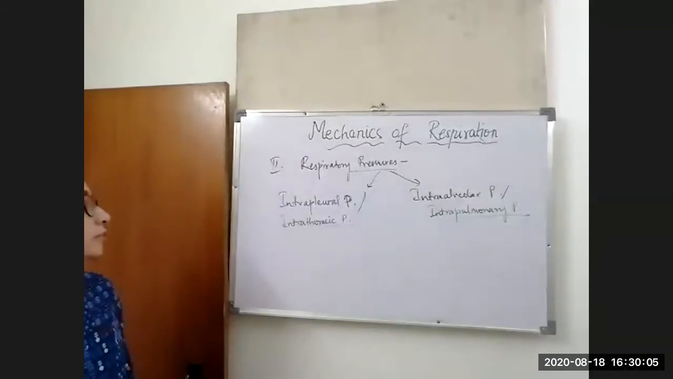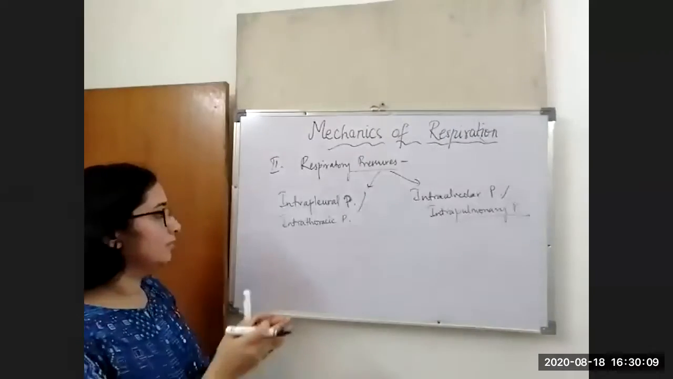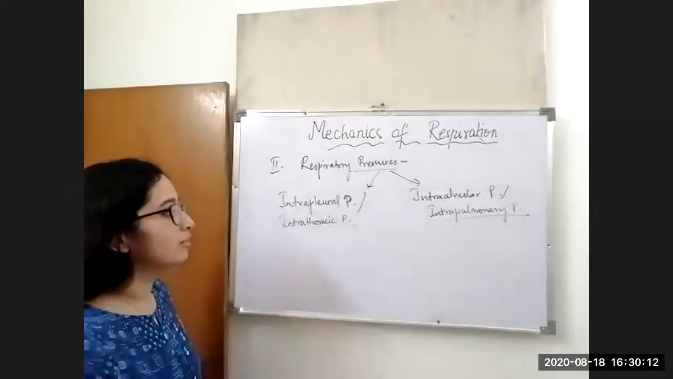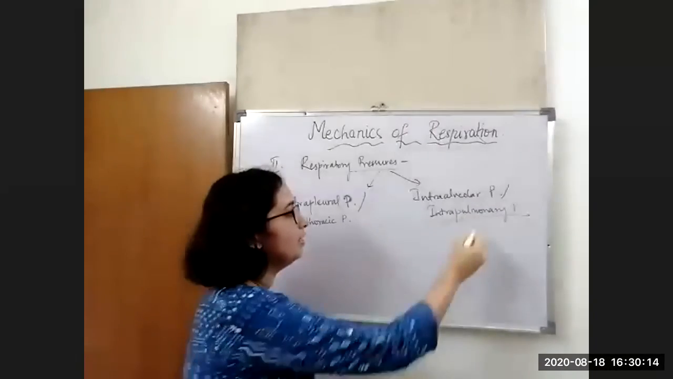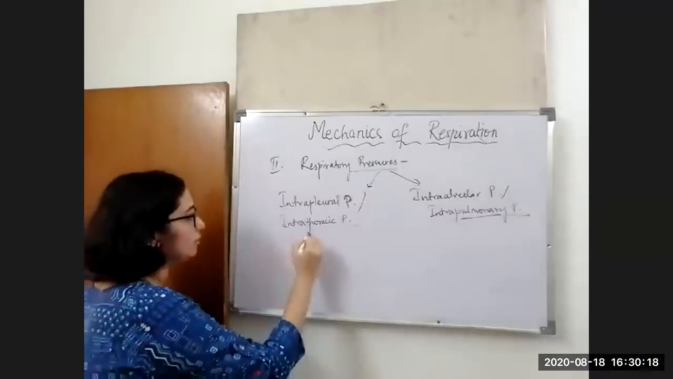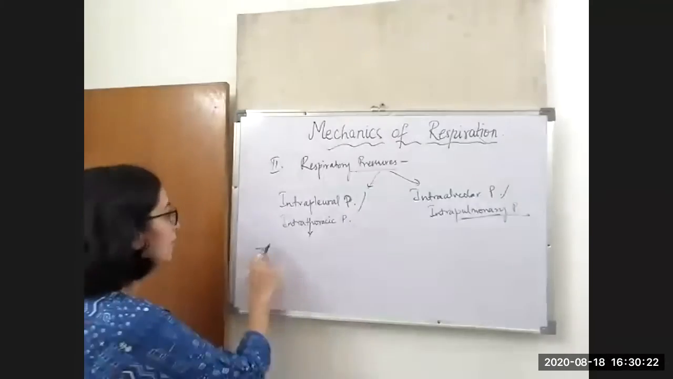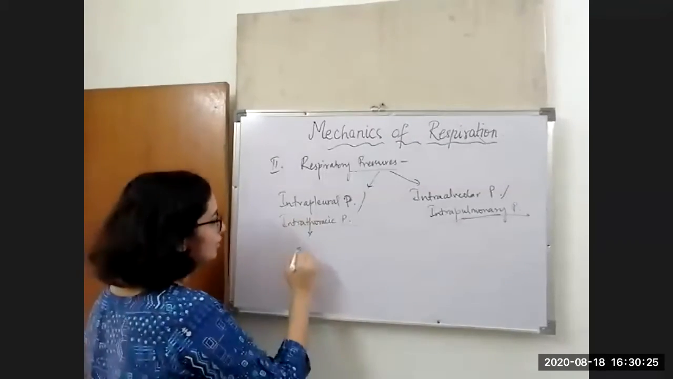Okay, so intrapleural pressure is also known as intrathoracic, meaning the pressure outside the lung, and intraalveolar is intrapulmonary. Pulmonary means lung, so it is inside the lungs. So we will see what the intrapleural pressure does. What are the functions? So what is it? It is a negative pressure.